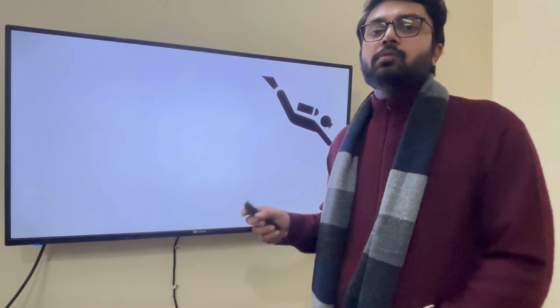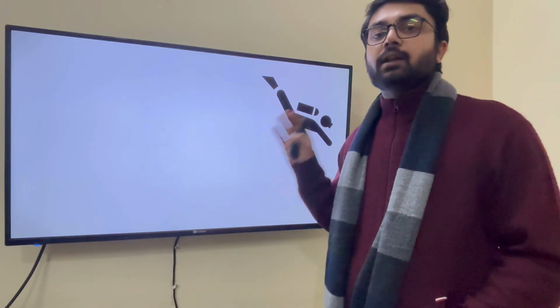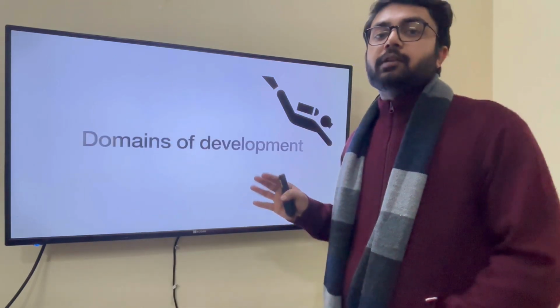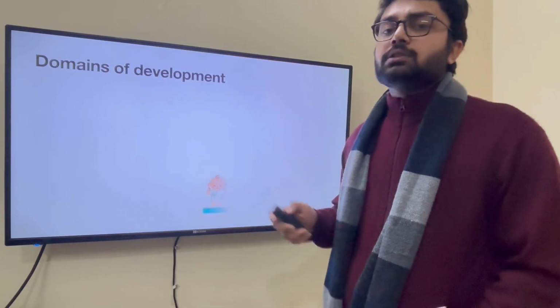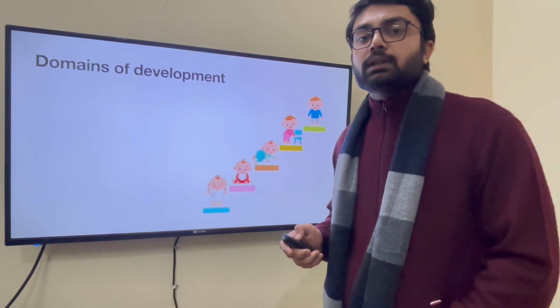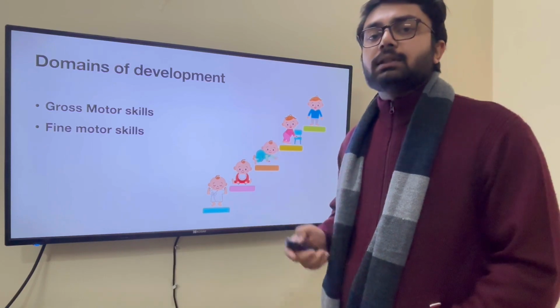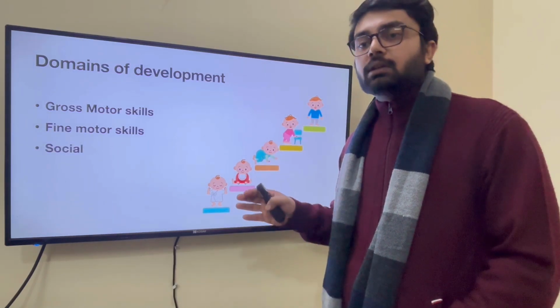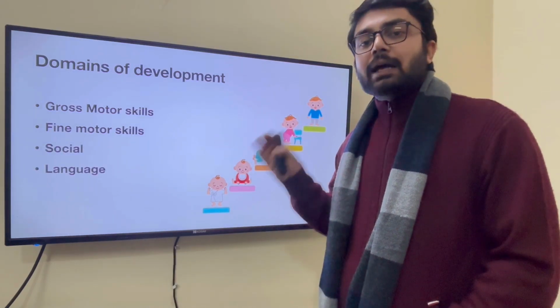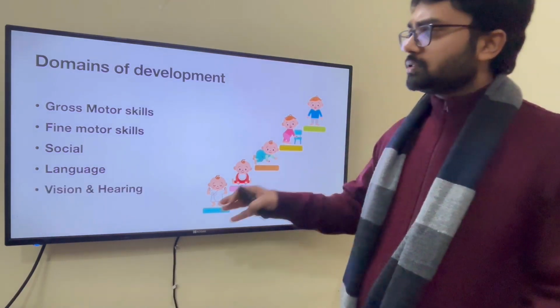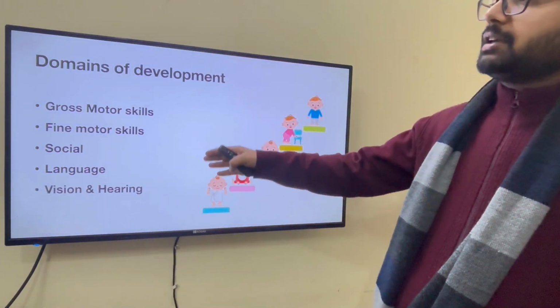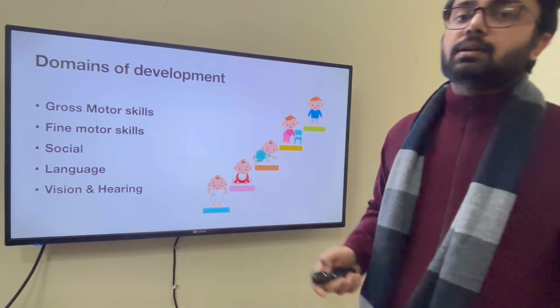Now let us dive into one of the most important parts of development, that is domains of development. Now there are 5 domains of development. The first domain being the gross motor skills, the second is fine motor skills, the third is basically social skill, the language skill, and the hearing and the vision skill. So these are basically the 5 domains of development. Let us study one by one.